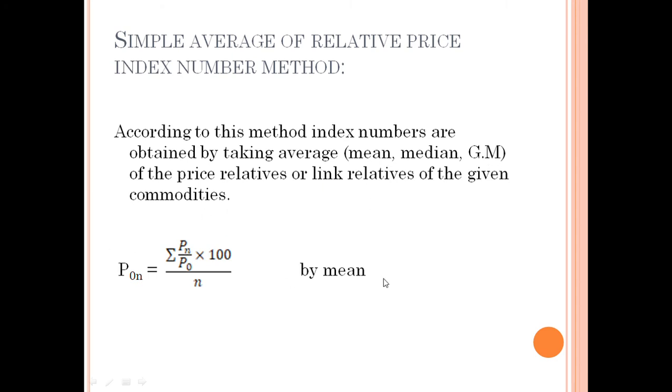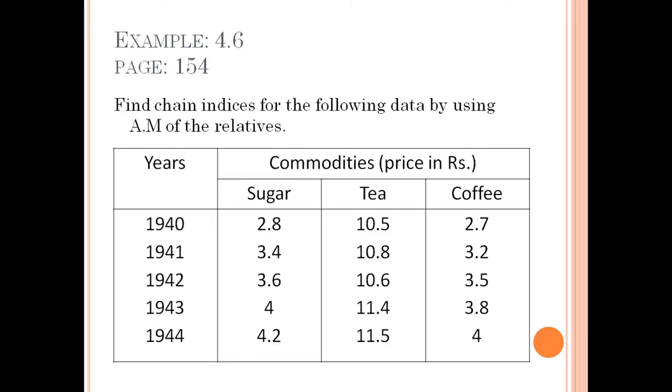If you are doing this method by mean, you know that mean is the sum of all the values divided by the number of all the values. So first of all you will convert the data into price relatives, and then you will take the sum of all the price relatives and divide it by the number of commodities. N is here the number of commodities. Now example number 4.6 will help you in understanding this method. This you can find on page number 154.